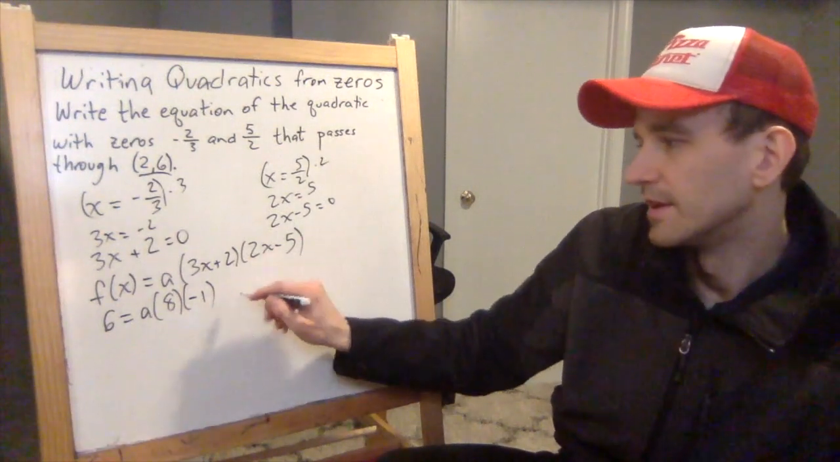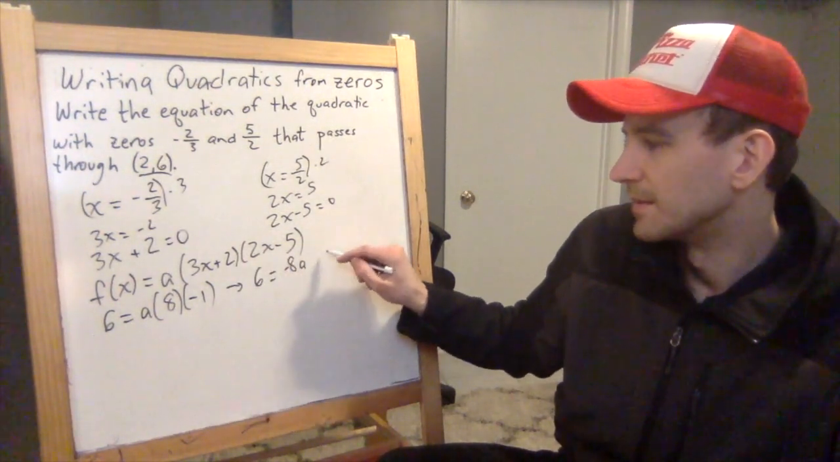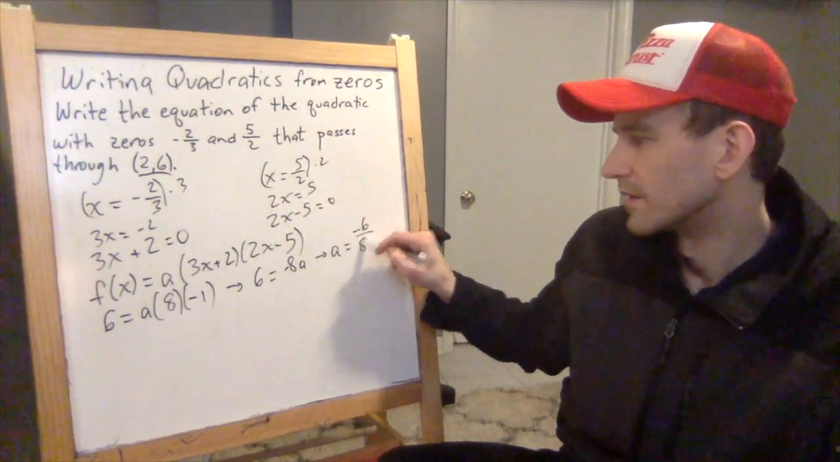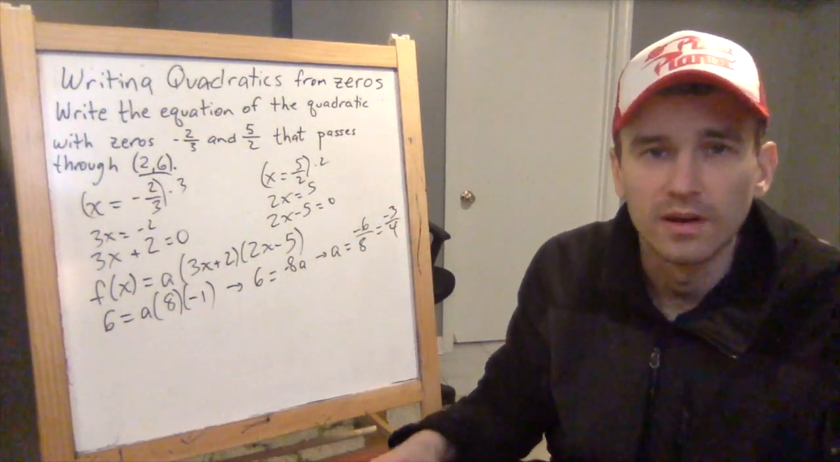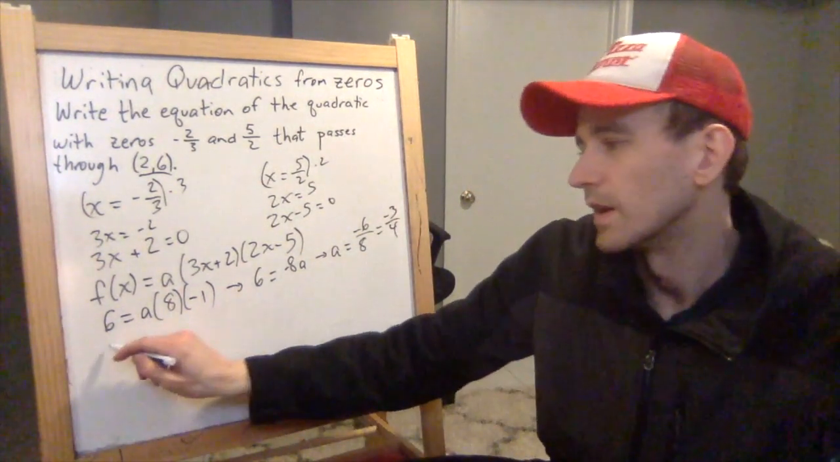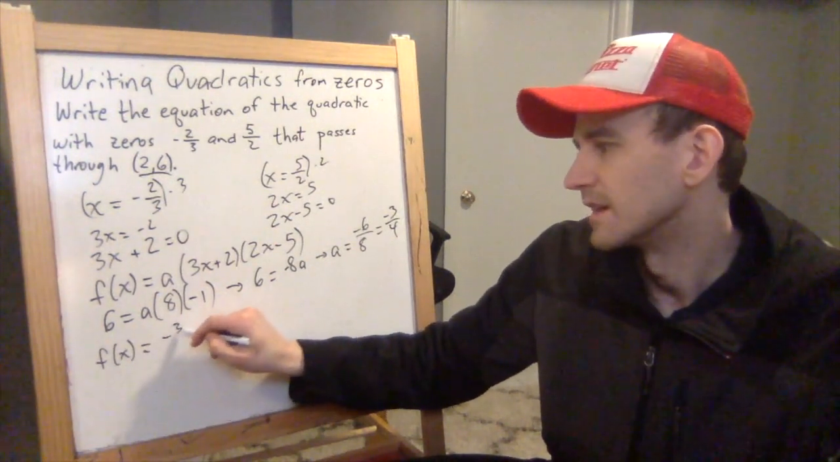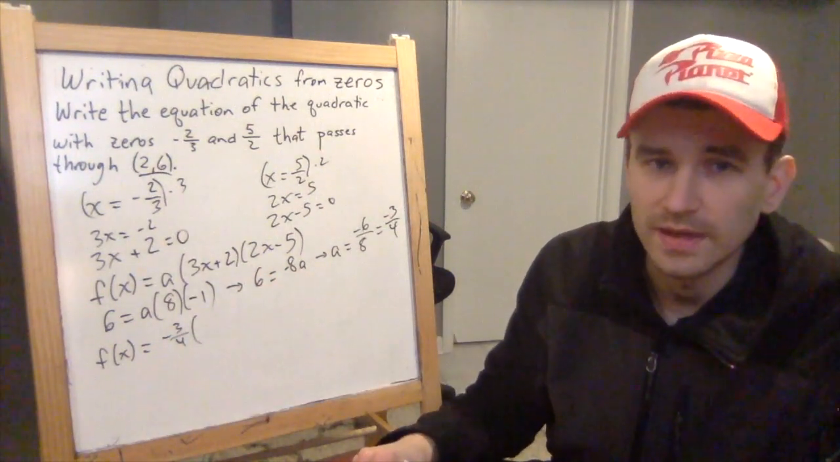So then we have 6 equals negative 8a. Divide both sides by negative 8. So a is negative 6 over 8, which reduces to negative 3 over 4. So then if I want to write that equation in standard form, we know a is negative 3 over 4, and then we're multiplying that by 3x plus 2 times 2x minus 5.